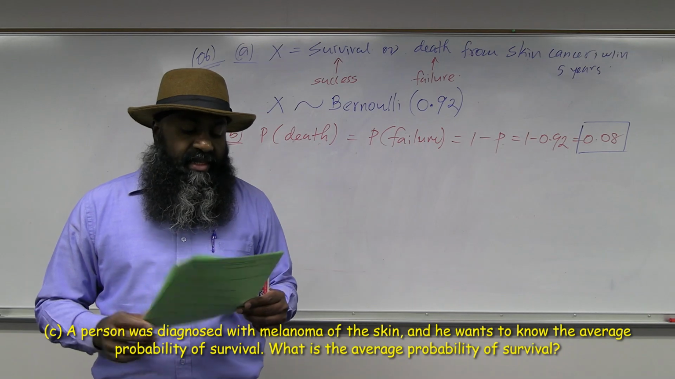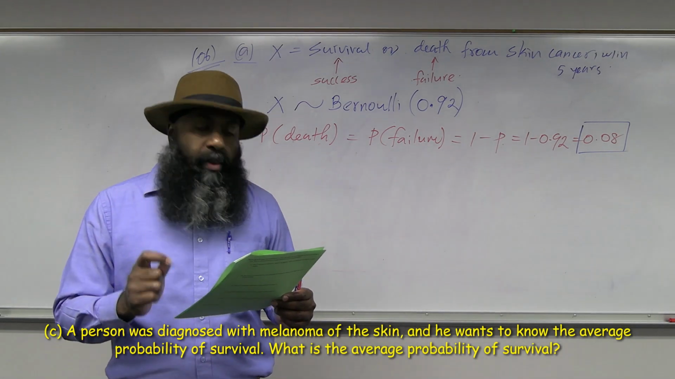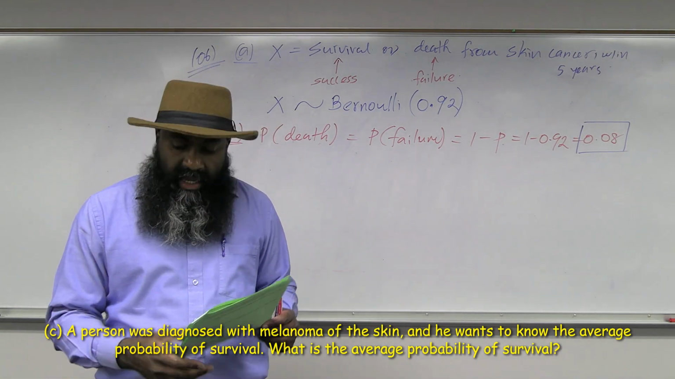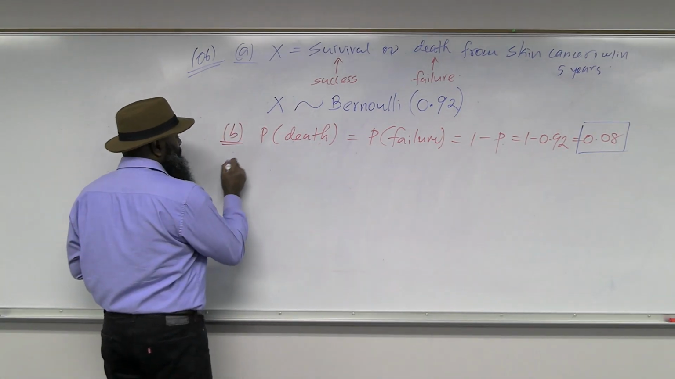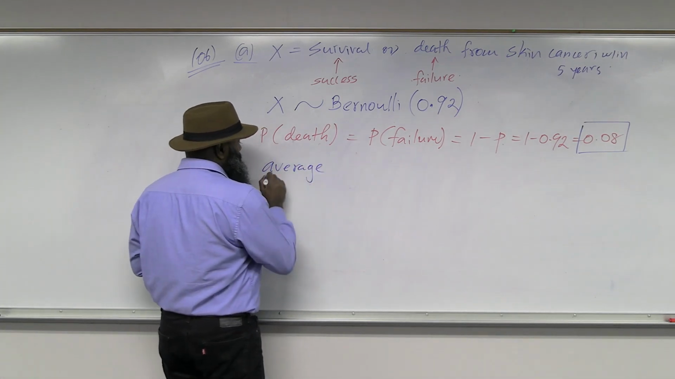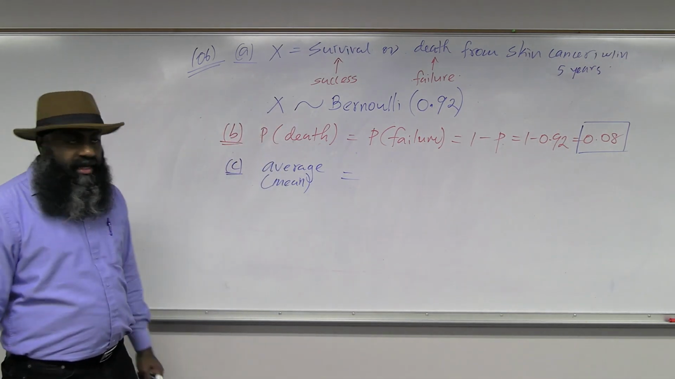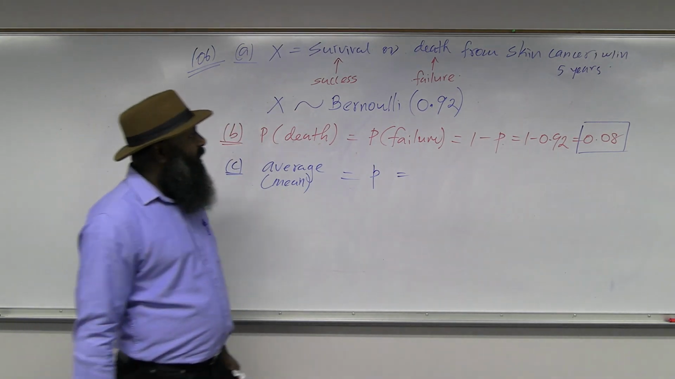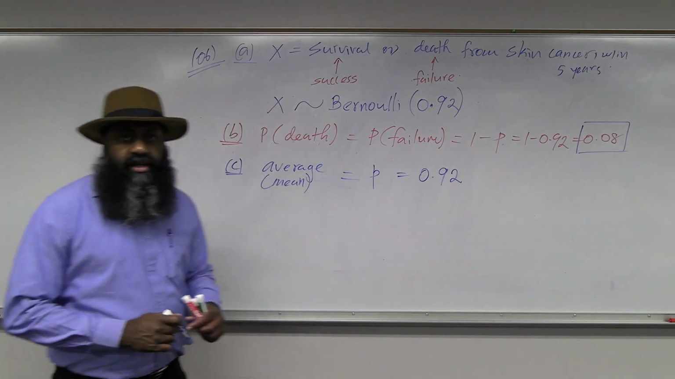Part C, a person was diagnosed with melanoma of the skin, and he wants to know the average probability of survival. What's the average probability of survival? That means I simply need the average or the mean. So part C. The average or the mean for the binomial distribution is just equal to p. Remember, that's how we define it. So p equals 0.92. That's his probability of 5-year survival.